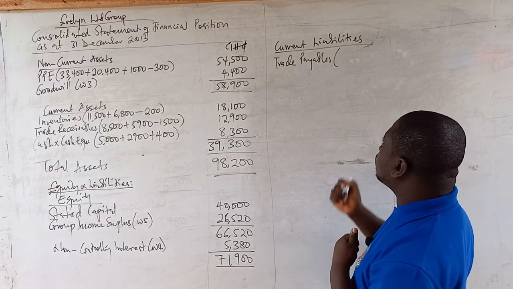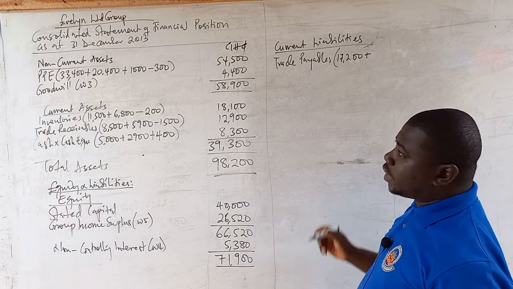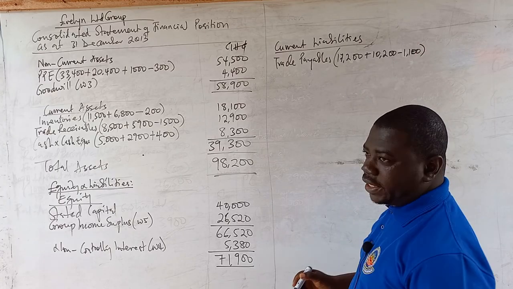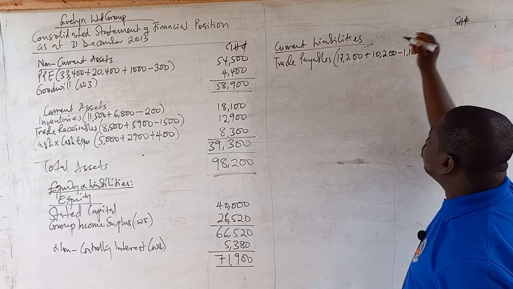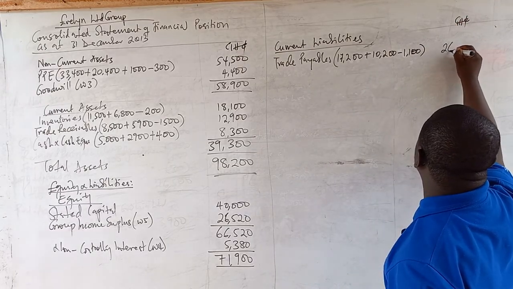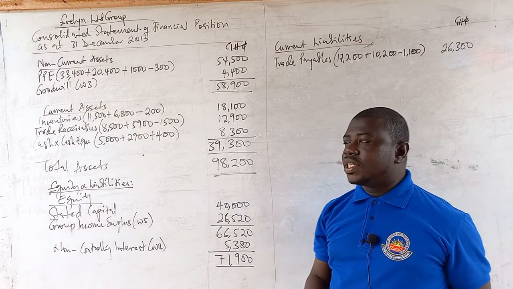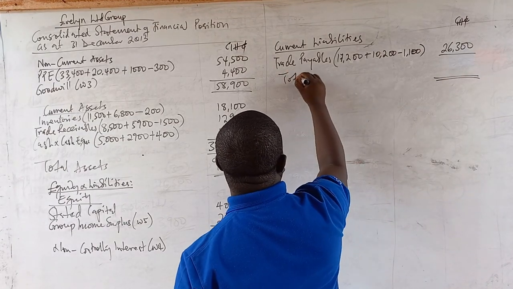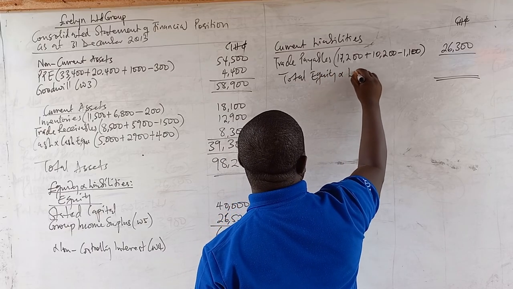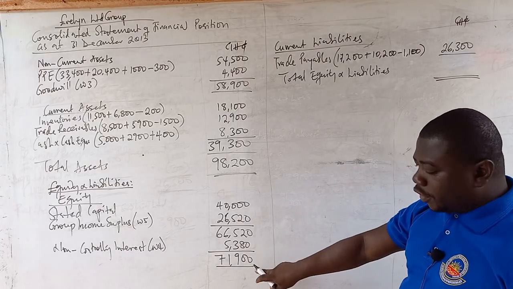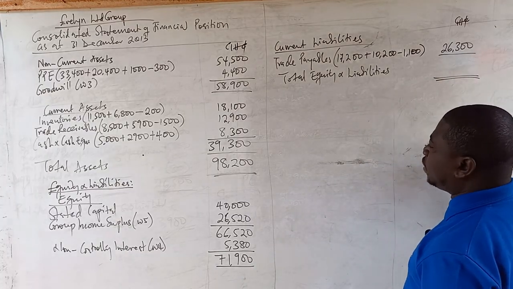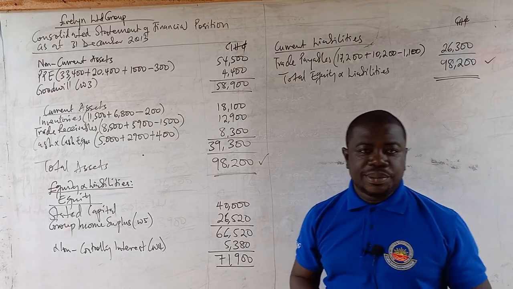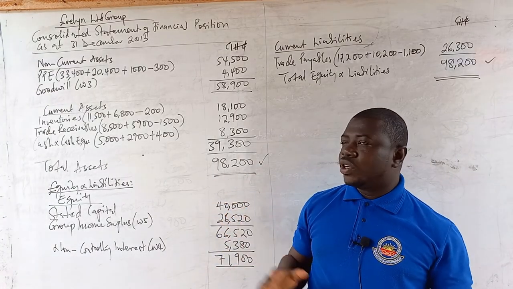So the parent company's payables was 17,200. And that of the subsidiary was 10,200. So minus 1,100, which is the intragroup debt that is being eliminated. And so that is going to give us total trade payables of 26,300. So that is all for liabilities. There is nothing more for liabilities. And so let us find our total equity and liabilities. And that is going to be 71,900 plus 26,300. That is also going to be 98,200, which is the same as a total asset. So ladies and gentlemen, this has balanced. So that is it with the consolidated statement of financial position.